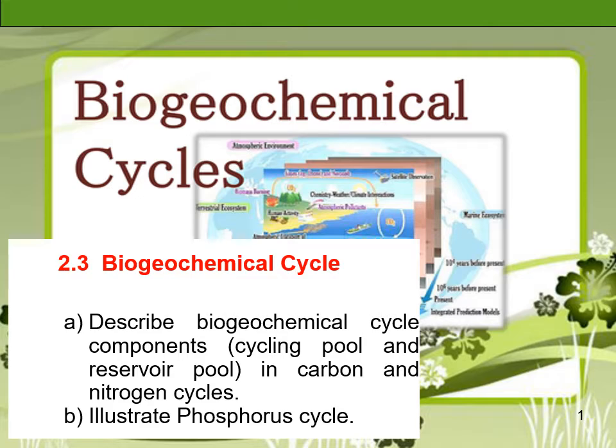Okay, so now we move to subtopic 2.3, still in chapter 2 for ecology, but now we discuss another subtopic, biogeochemical cycle. So the learning outcomes in this subtopic: the first one is to describe biogeochemical cycle components, which is cycling pool and reservoir pool in carbon and nitrogen cycles. And the second one is to illustrate the phosphorus cycle.